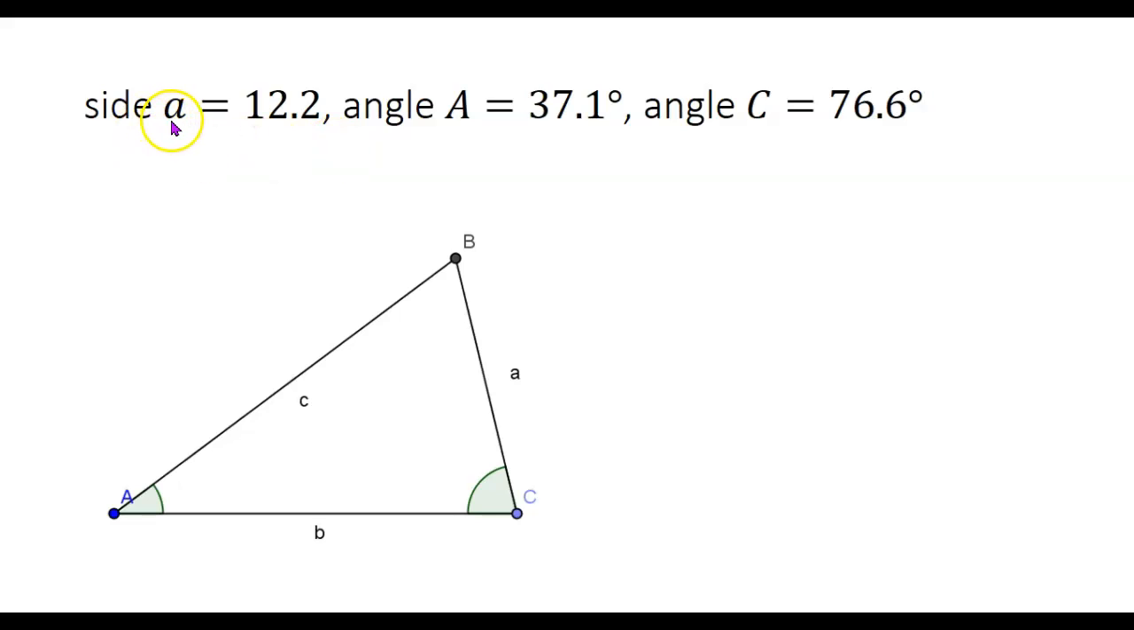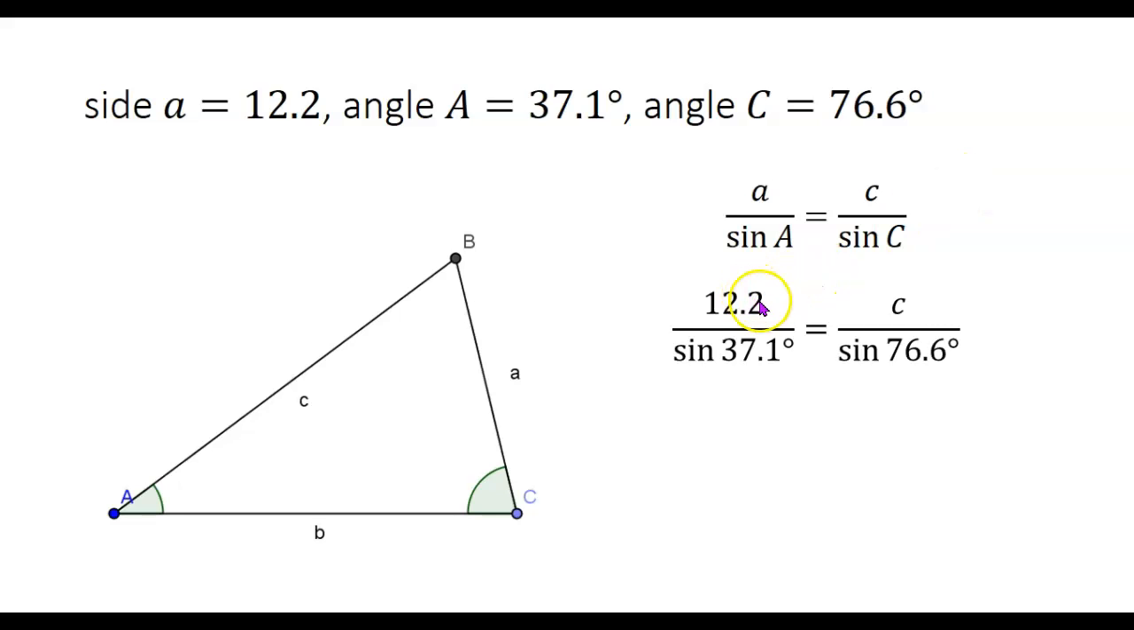So we know little a and big C. Those are three of the four things that we can put together in this law of sines relationship. We can fill in the numbers for little a and big C and work out from that what little c has to be. So if we do that, 12.2 over the sine of 37.1 degrees equals little c over the sine of 76.6 degrees.